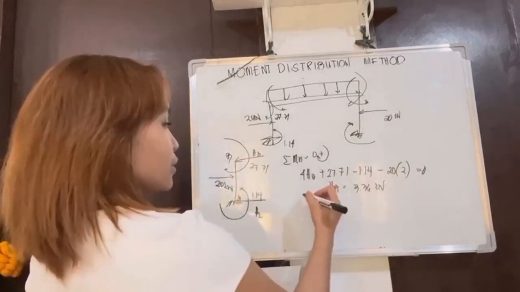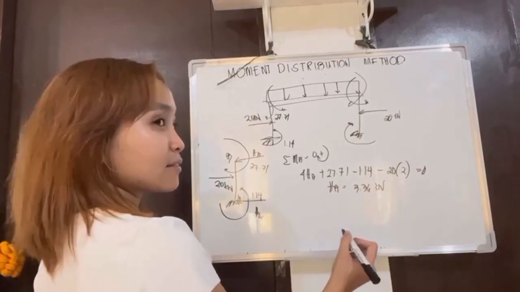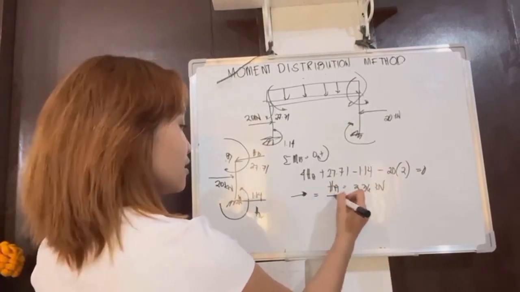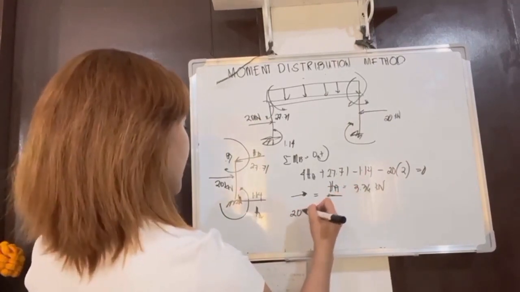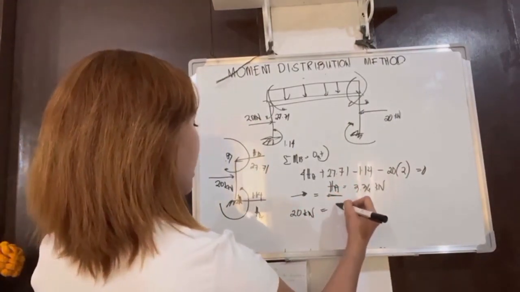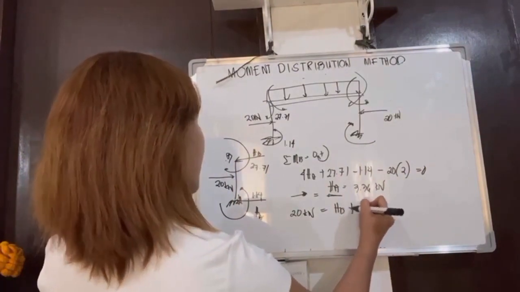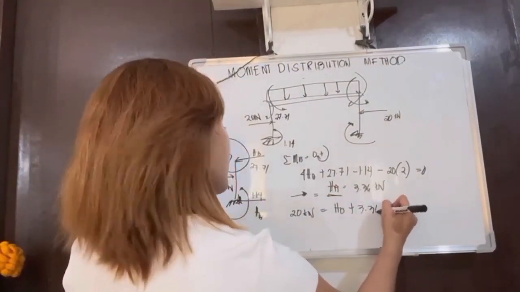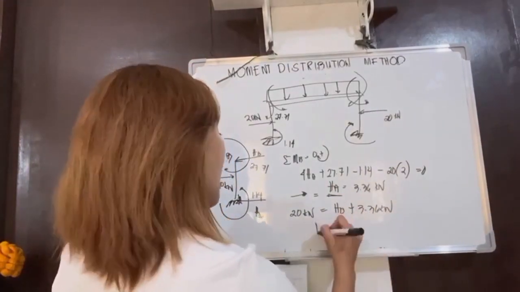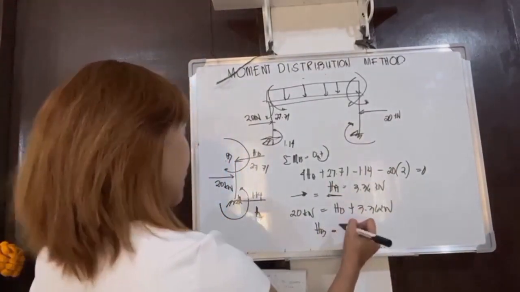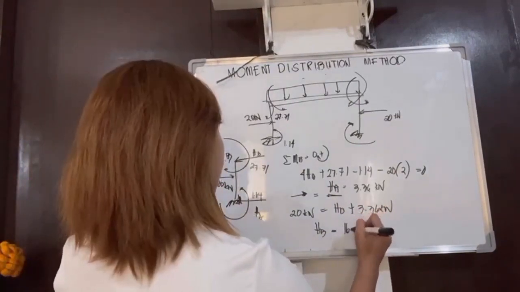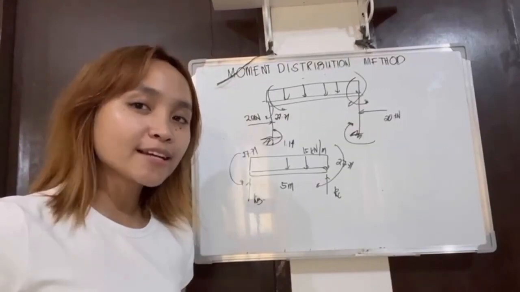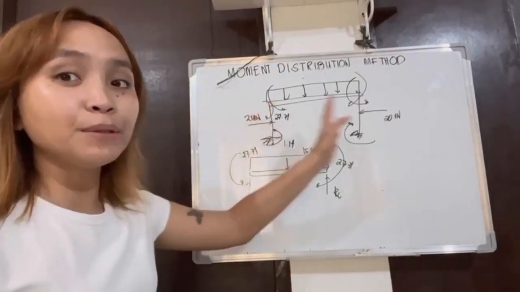Next, we get the horizontal reaction at B. We just need to get the horizontal value. With this formula, 20 kN is equal to HB plus the value of HA, which we got earlier, 3.36 kN. So, our value of horizontal B is 16.64 kN.